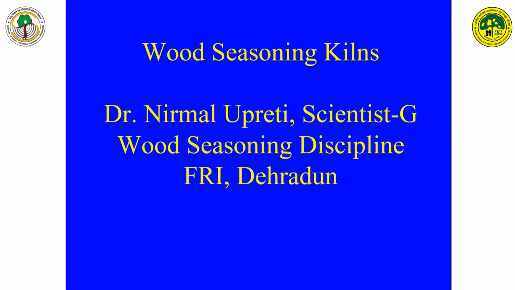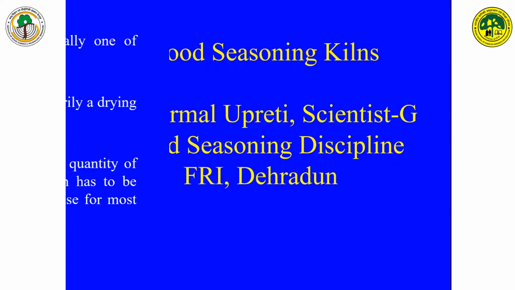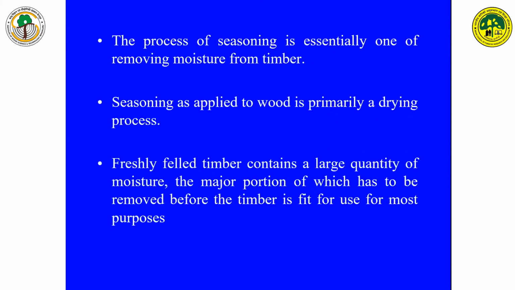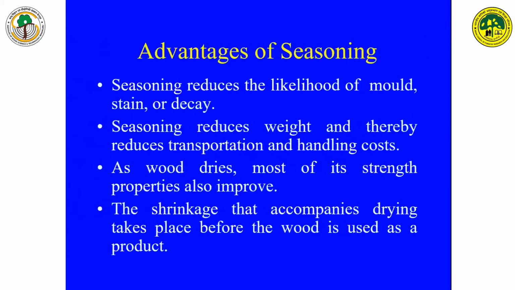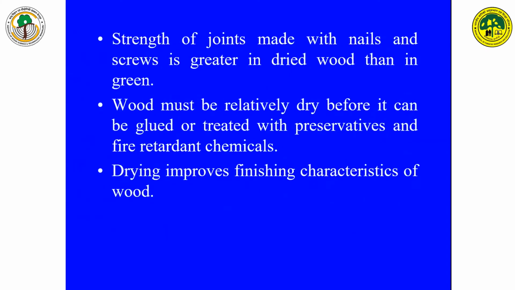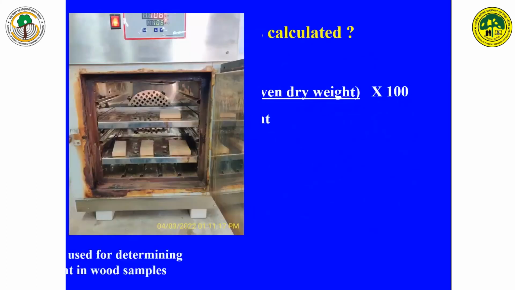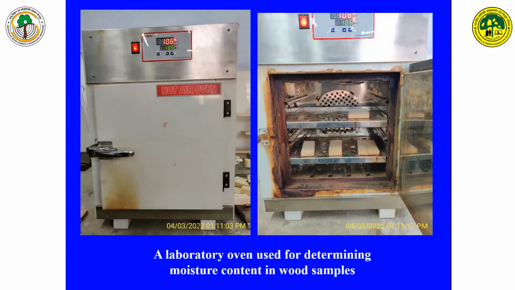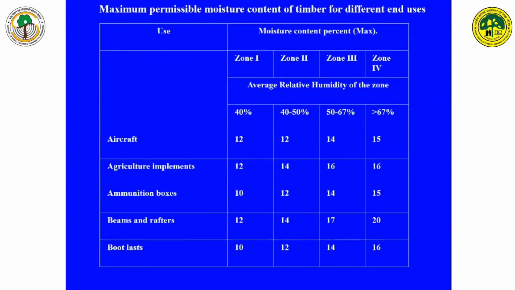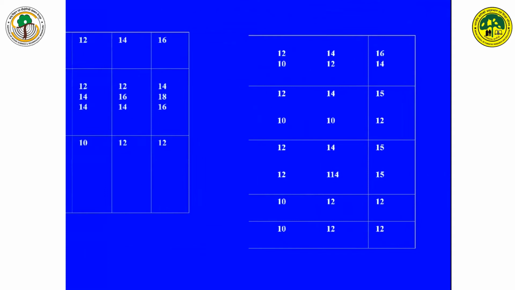Okay, so I will move further. This is my real topic given to me, wood seasoning kilns. And again, I will see the process of seasoning. I have already told you the advantage of seasoning, and how to calculate the moisture content. And these hot air ovens, I have shown you. This table I have shown you from 287.